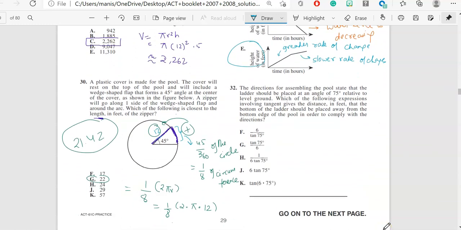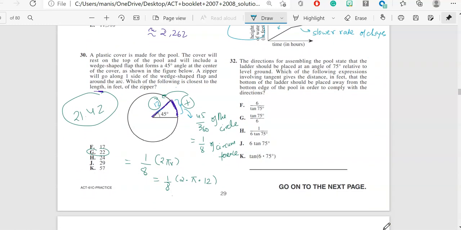So let's go to question number 32 now. The directions for assembling the pool state that the ladder should be placed at 75 degrees relative to the level ground. So this means if my ladder is this and this is my ground over here, this angle will be 75 degrees. Which of the following expressions involving tangent gives the distance in feet that the bottom of the ladder should be placed away from the bottom edge of the pool in order to comply with the direction?